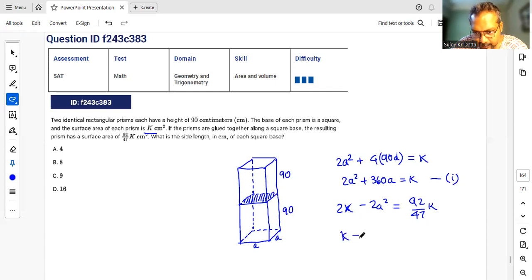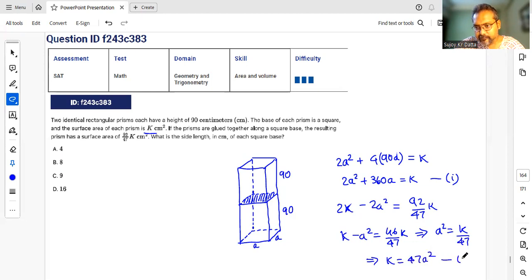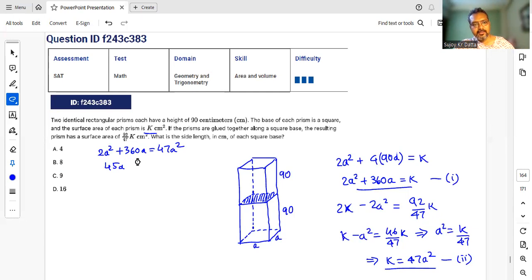So simplifying this, K minus A squared is 46 by 47. That gives us A squared to be K minus 46 by 47, so K by 47. Or in other words, we have K equals 47A squared. So if I plug in this value here, writing it on this side, 2A squared plus 360A equals 47A squared. So 360A is 45A squared, divided by 45, so 8A equals A squared.